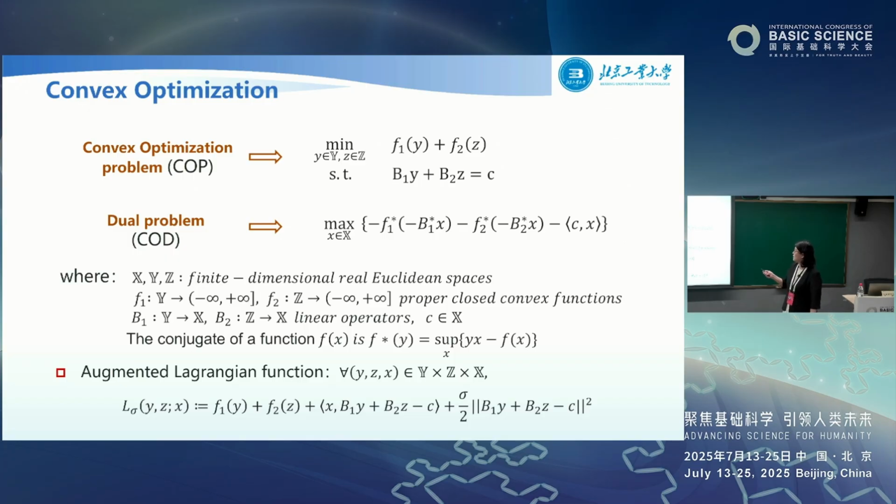So this is a general form for a convex optimization problem. And this one is the corresponding dual problem. We look at the convex problem. For this problem, we have a special structure. In the objective function part, we have two separable functions, f1 and f2. And in the constraint part, we also have two parts. One is about y, the other is about z. So it's also separable. This is a typical case for using the splitting method.